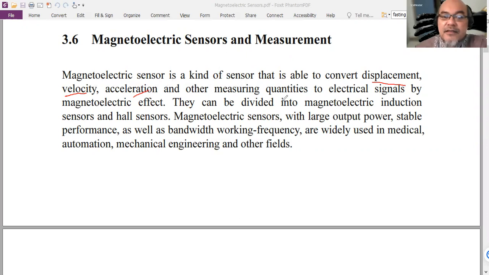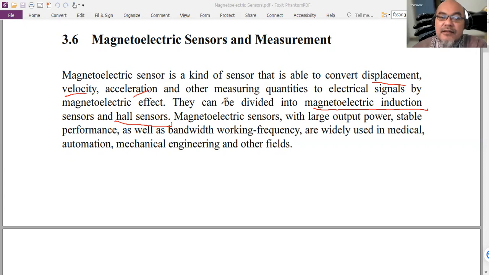The magnetoelectric sensors can be divided into two types. The first one is the magnetoelectric induction sensor, which is still related to inductive based sensors, but the other one is the Hall sensor. The Hall sensor is using a different type of mechanism to detect magnetic field.